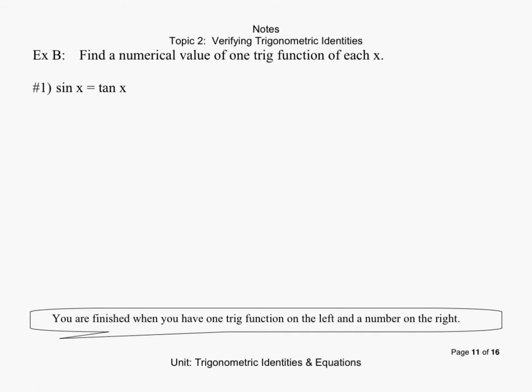All right, example B. Ladies and gentlemen, example B is different. It says find a numerical value, that means a number, of one trig function. That means you can only have one trig function of each x. There are potentially 12 different correct answers for each of these. You just need one of the 12. Sometimes there's 6 right answers, sometimes there's 12. I believe on the homework I have all possible answers. You just need one for these. So you're finished when you have one trig function equal to a number.